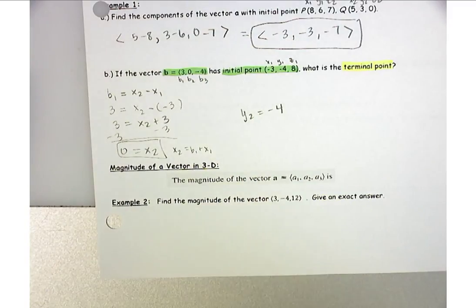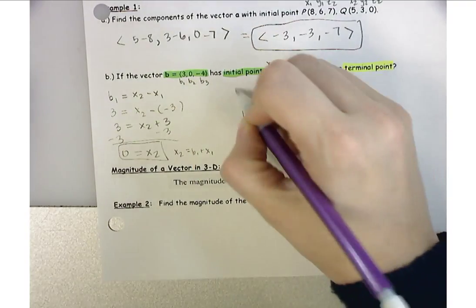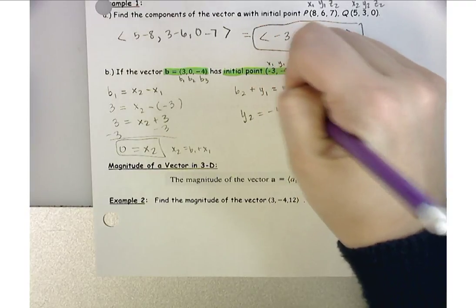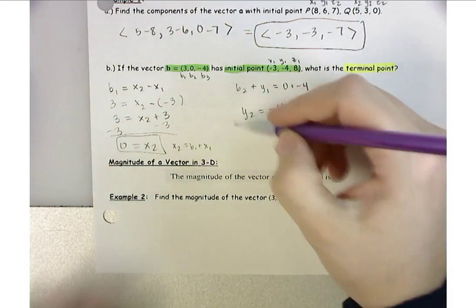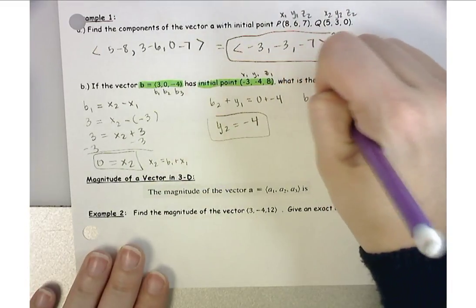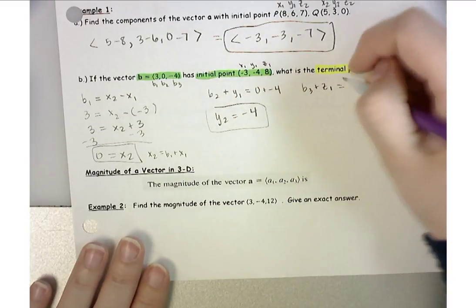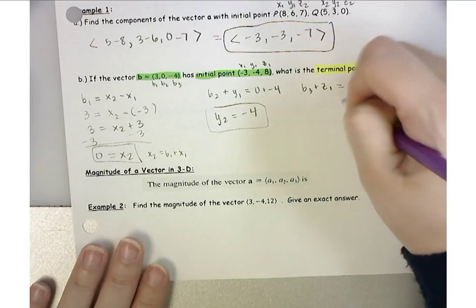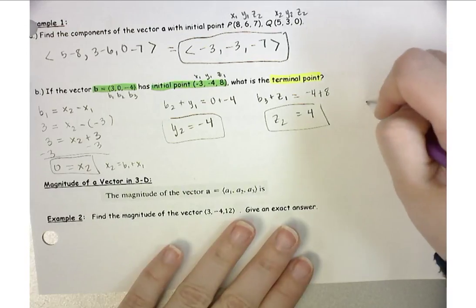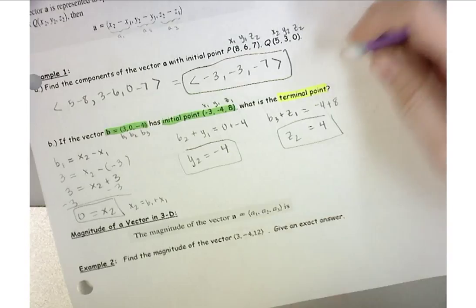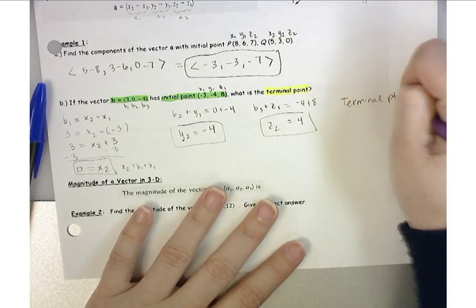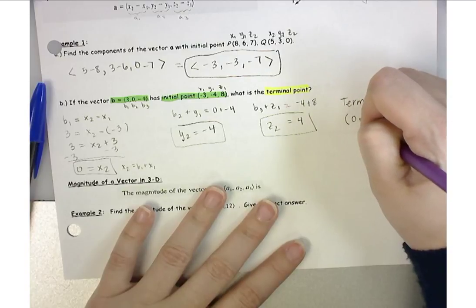As negative 4. Because of this setup, you can just add b sub 2 plus y sub 1. So 0 plus negative 4 is going to be negative 4. And then my last component is just b sub 3 plus z sub 1. So negative 4 plus 8, which is going to be 4. So that's my z sub 2. Then your vector is going to be, or sorry, this is not a vector. You're trying to find the terminal point. So we have to put that in the proper format. This is going to be (0, negative 4, 4).